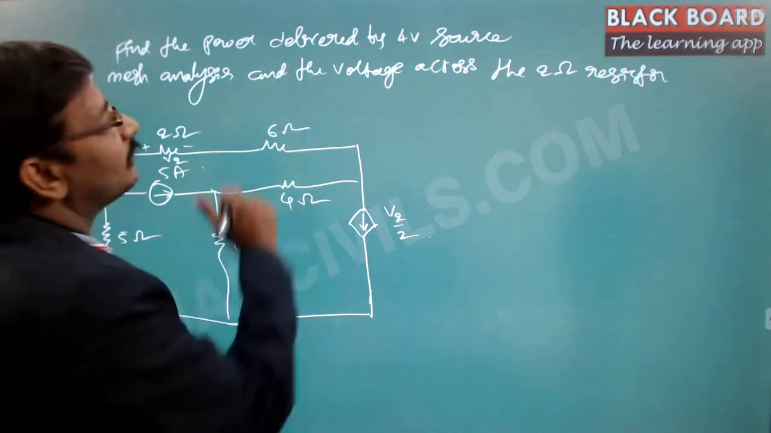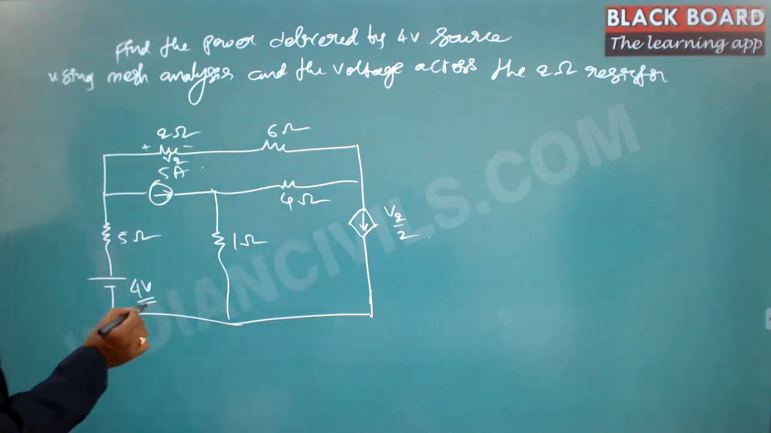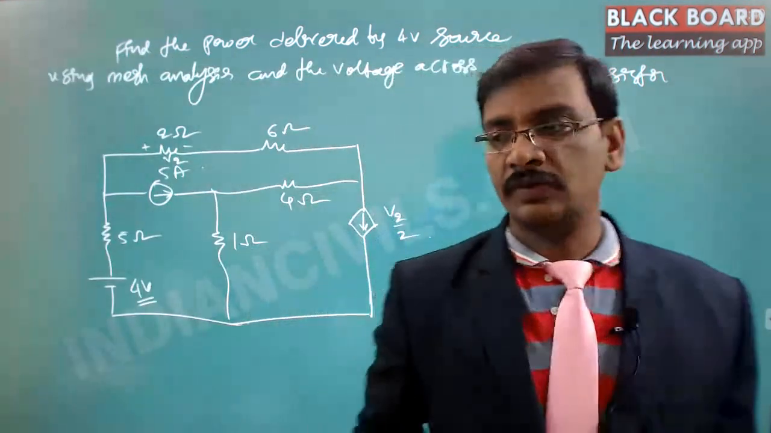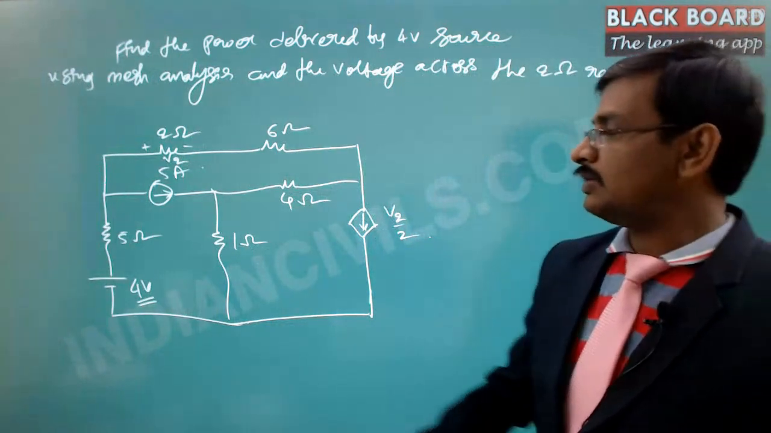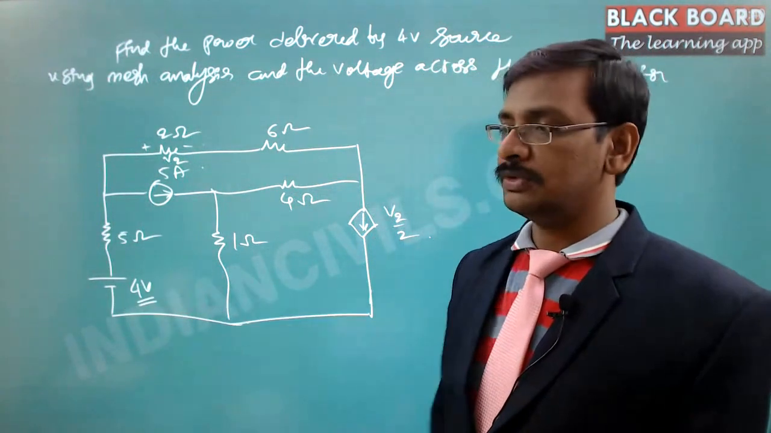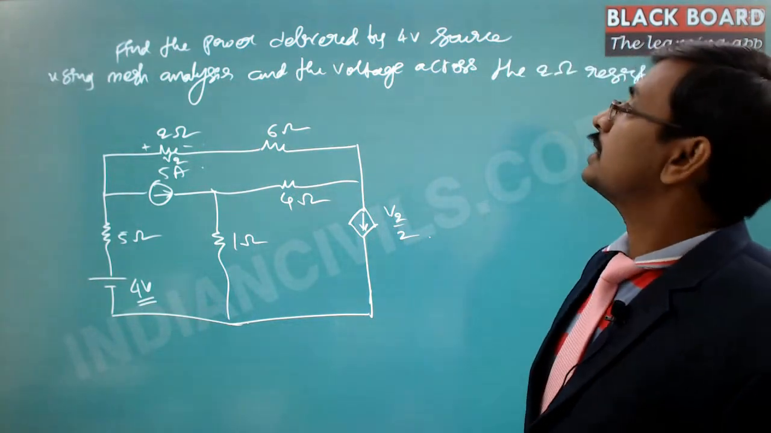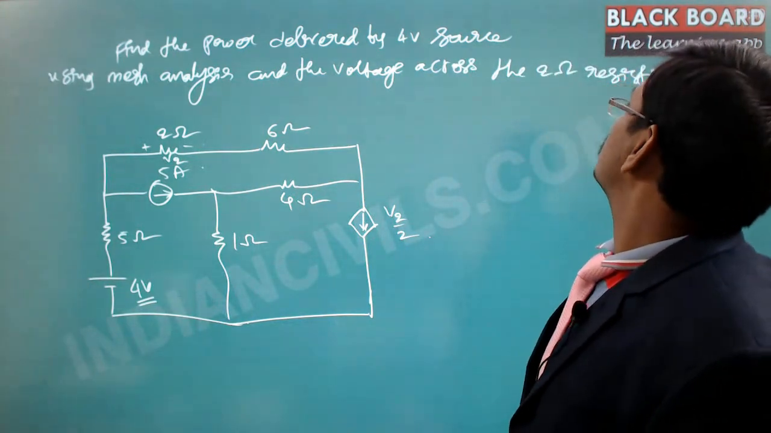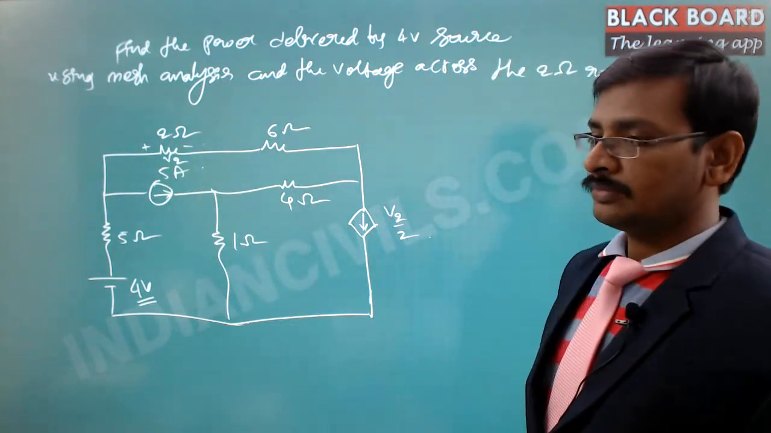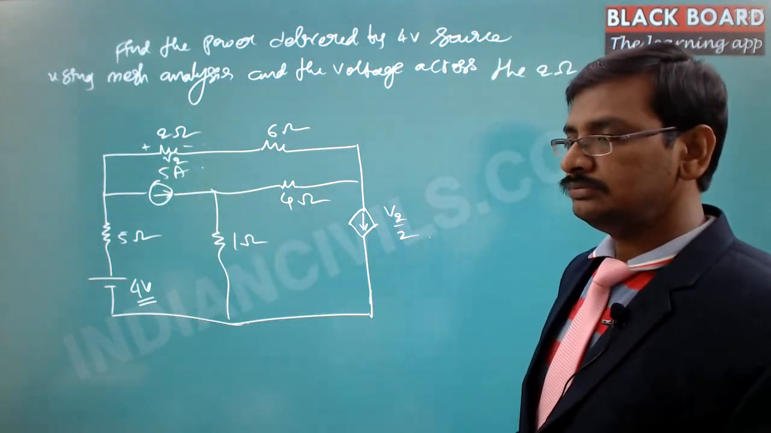Find the power delivered by the 4 volt source. For that, you need to find the voltage times current. The current passing through this 4 volt source, you need to calculate and then multiply both of those two. And then it asks us to find the voltage across the 2 ohms resistance. So that is the V2 value, which we should also find. Can you try to solve this?